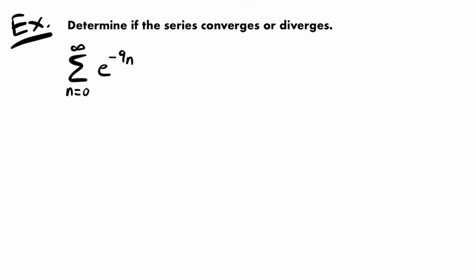All right, now the first thing I'm going to do here before we decide to use any test for convergence is make this negative exponent positive by moving this value to the denominator. So this series will be equal to the sum from n equals 0 to infinity of 1 divided by e to the power of 9n. And now that exponent is positive.